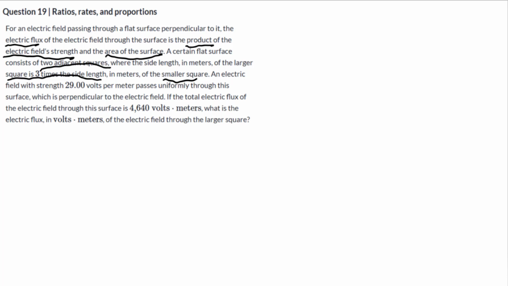An electric field with the strength of 29 volts per meter passes uniformly through the surface, which is perpendicular to the electric field. If the total electric flux of the electric field through the surface is 4,640 volts times meters, what is the electric flux in volts times meters of the electric field through the larger square?